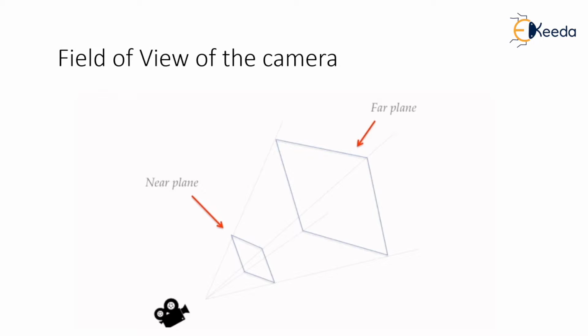Cameras can see objects which are between these four imaginary lines. The four imaginary lines over here that you see, cameras can see between these only. These four lines are called the field of view of the camera. The near plane and the far plane bound the view of the camera. Objects that are before the near plane and after the far plane are not rendered at all.